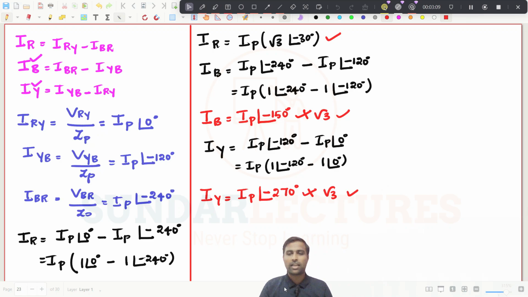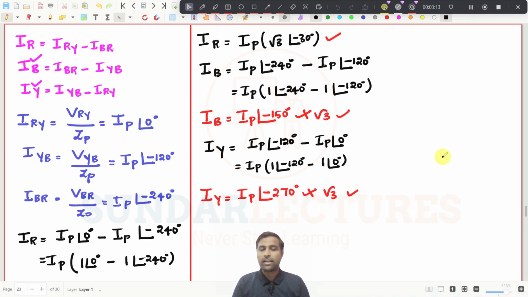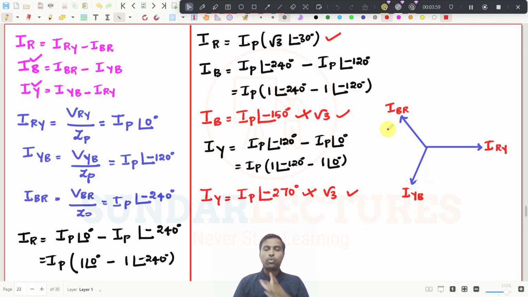Now if you draw the phasor diagram, what will you get? I will draw it down. If I take this as IRY, I have taken this as the reference. At 120 degree apart, obviously I will get IYB, because it is RYB sequence, ABC sequence or RYB sequence, everything is the same. And then if I draw this one, I will get a small expression, this value. Now what is this one? This is nothing but IBR, right? It will be IBR.